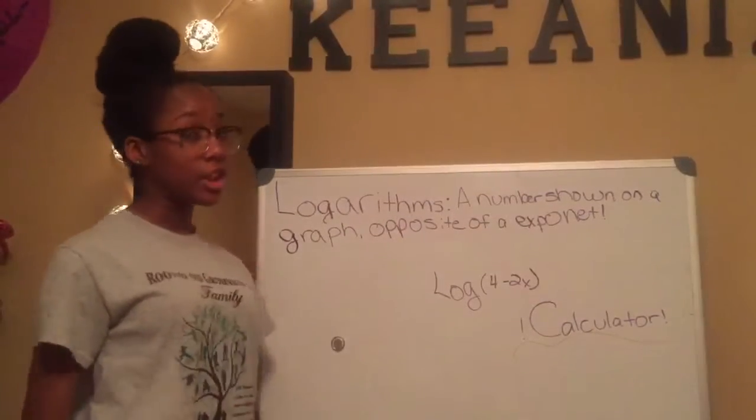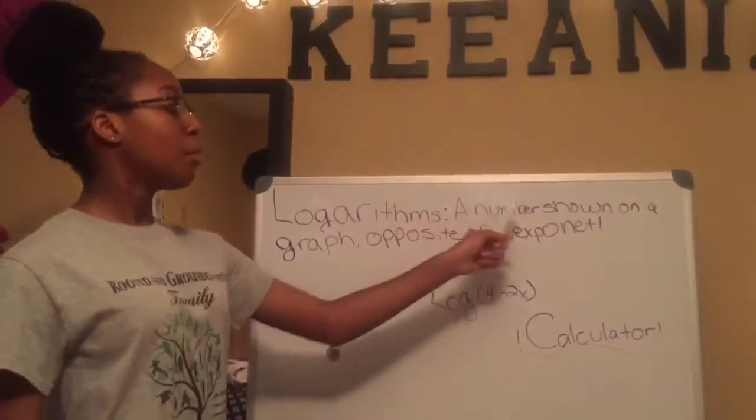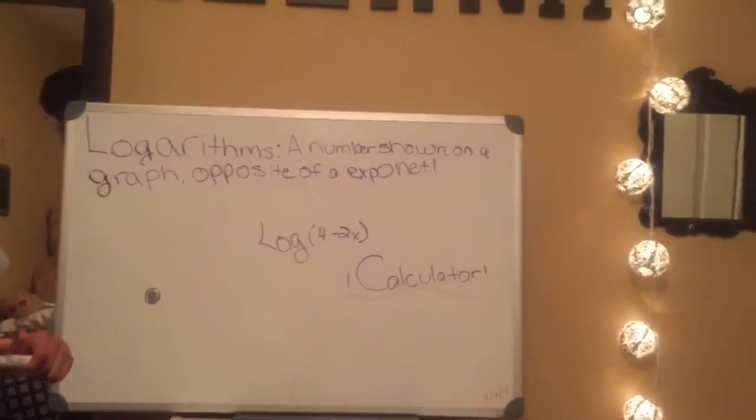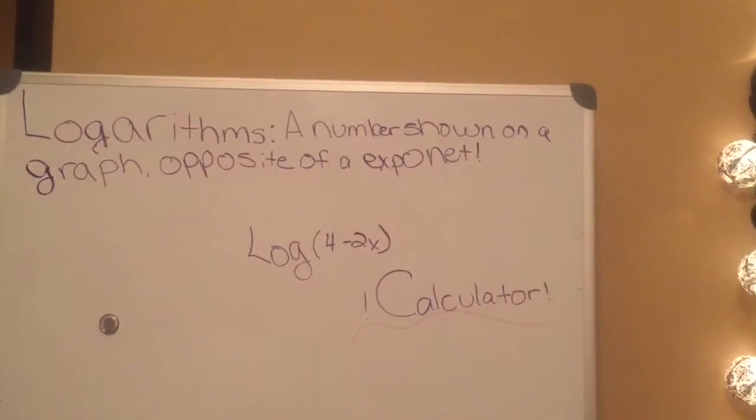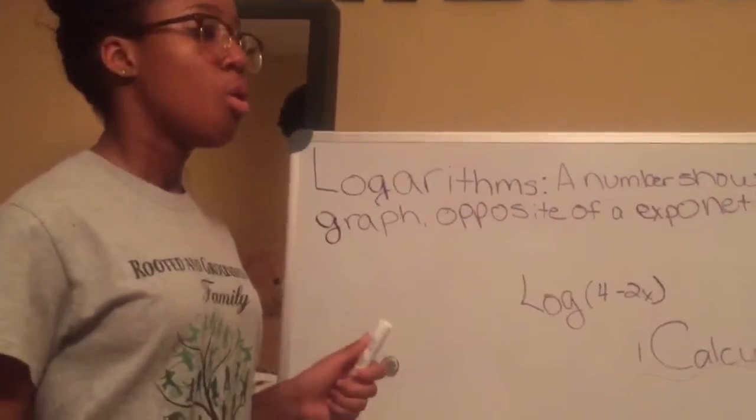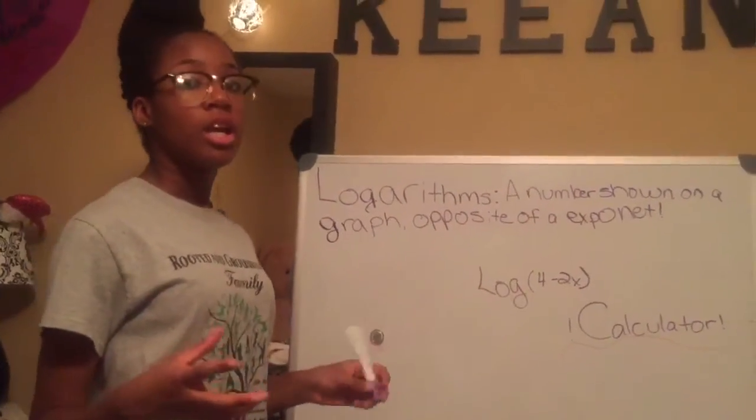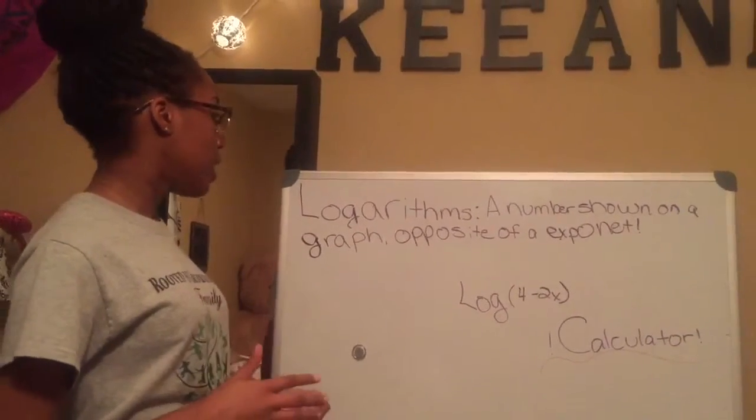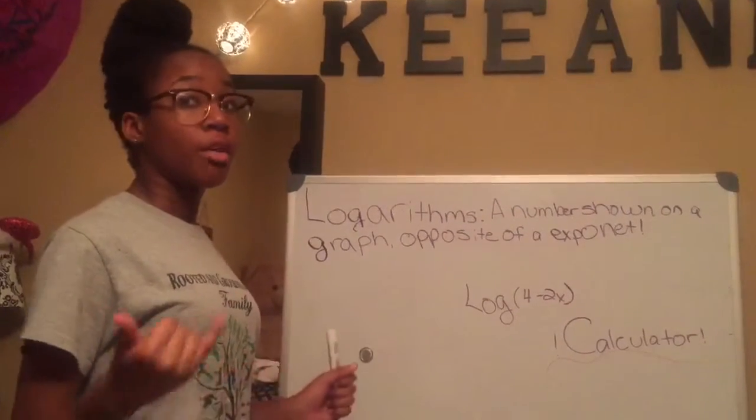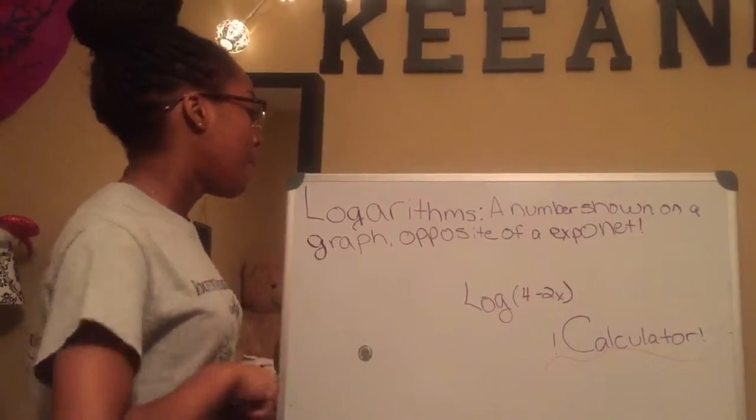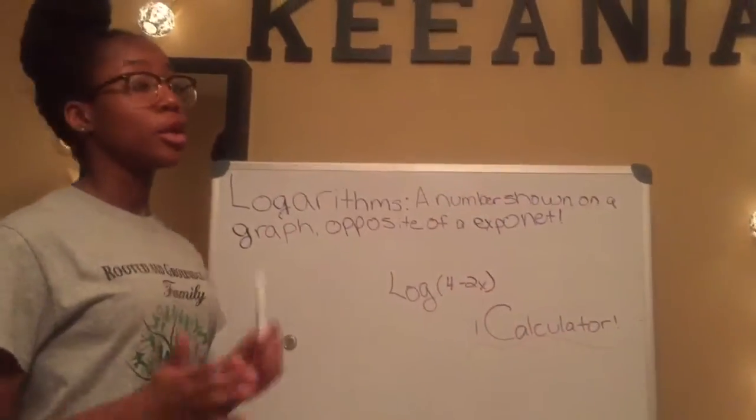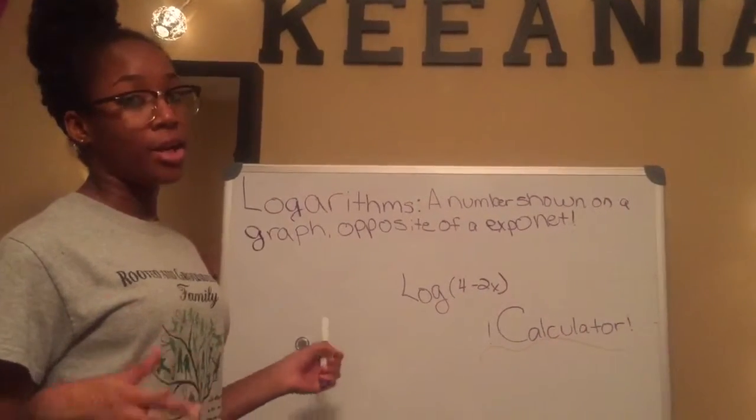Okay, our next definition is logarithms, a number shown on a graph opposite of an exponent. We use logarithms to find the opposite of an exponent when a line on a graph does not fit a quadratic or an exponent. We also use it when trying to find a zero that does not go through the quadratic formula or cannot be factored. My recommendation is that you use a calculator. You can put it straight into y equals on your calculator by doing this.